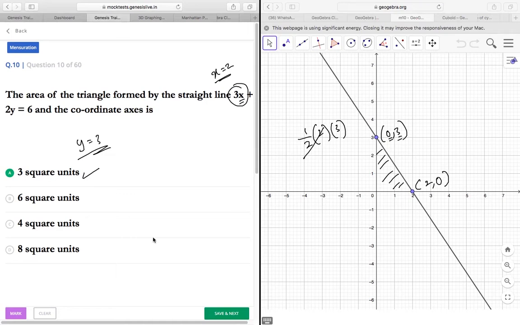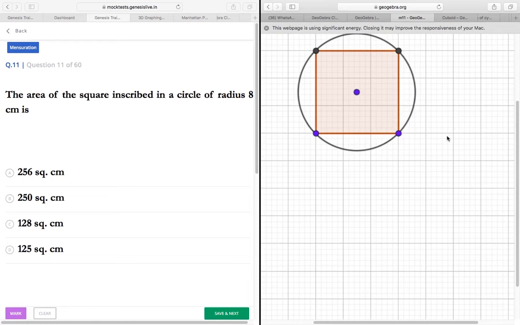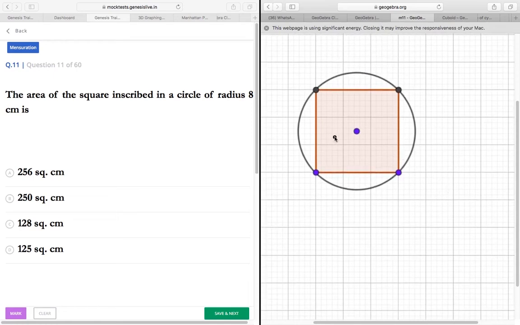Great, brilliant. The area of a square inscribed in a circle of radius 8 centimeters is, let me just zoom this. If you are using your smartphone, you must be able to watch this properly. Area of a square inscribed in a circle of radius 8 centimeters. So this is 8 centimeters. Radius is 8 centimeters. So then what is the diameter? Diameter is 16. Correct? This is 16, the entire thing.